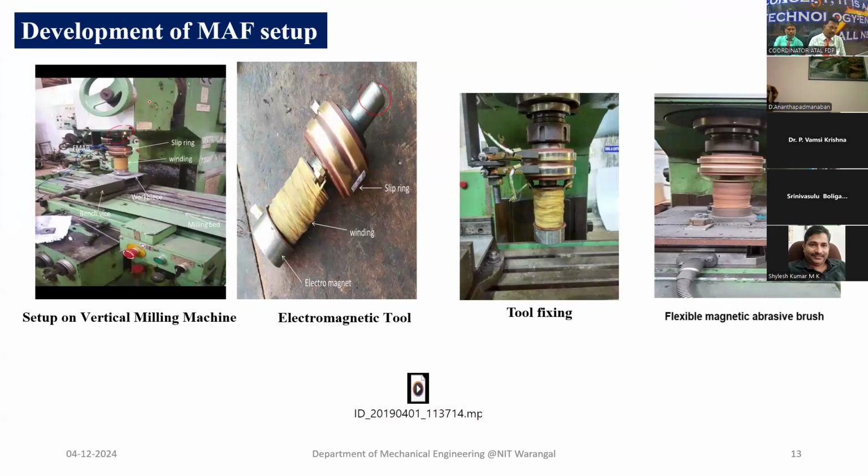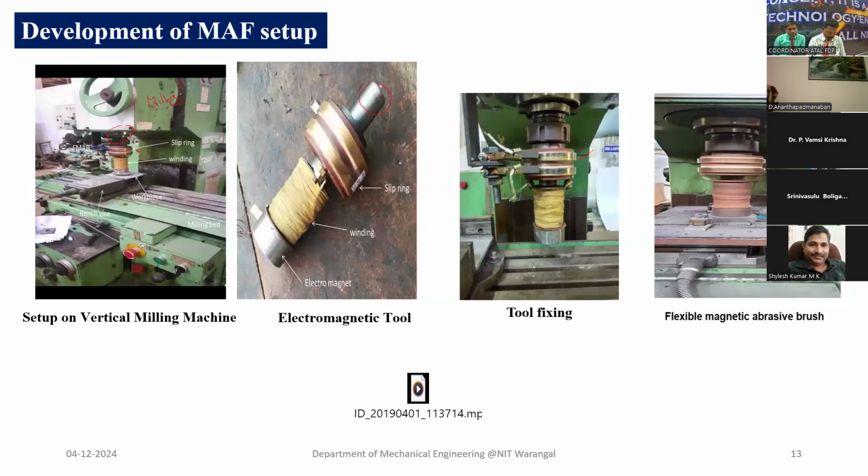This is nothing but a milling machine. So we used a normal milling machine which is available in the machine shop. We replaced this milling cutter with this one, and then this is the final setup. So you can see separately, this is the electromagnetic tool. The total combination is called the electromagnetic tool, and this is the fixing of the tool into the milling machine.